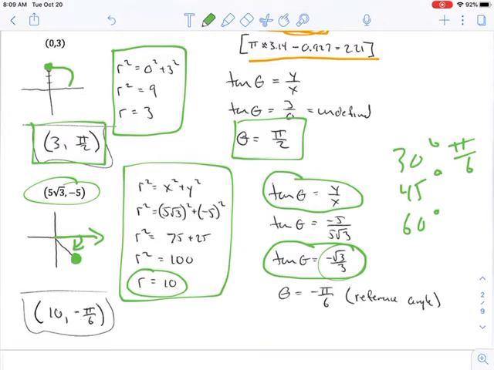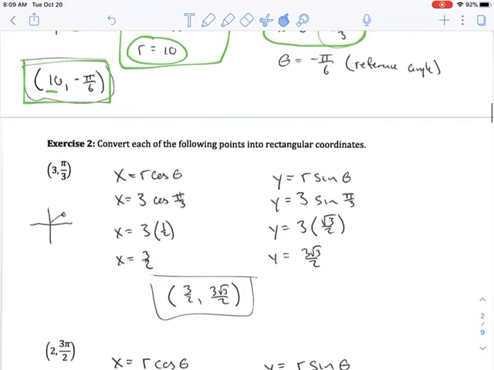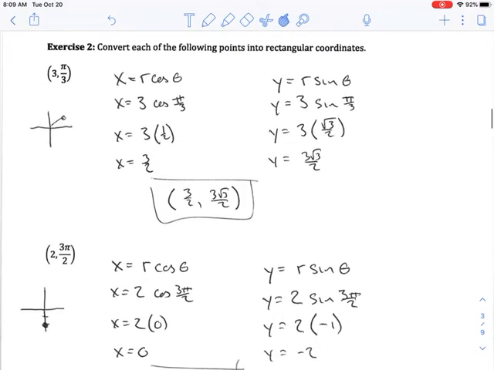And so, as an ordered pair, we have the radius is 10 and the angle is negative pi over 6. And that is in the quadrant that we want it to be in. All right, now we're going to go the other way. We are going to convert each of the following points into rectangular coordinates.